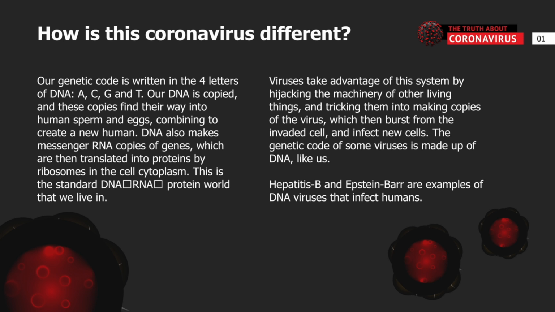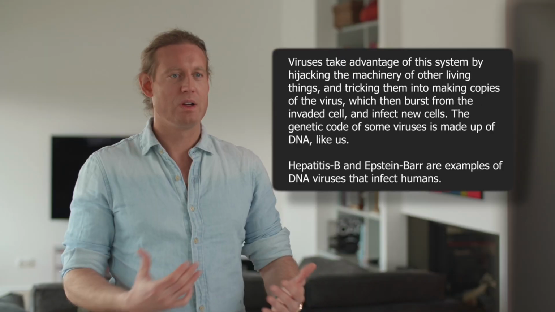Our genetic code is written in the 4 letters of DNA: A, C, G, and T. Our DNA is copied, and these copies find their way into sperm and egg to combine and eventually develop into a new human. DNA also makes messenger RNA, copies of genes, which are then translated into proteins by ribosomes in the cell cytoplasm. This is the standard DNA, RNA, protein world that we all live in.